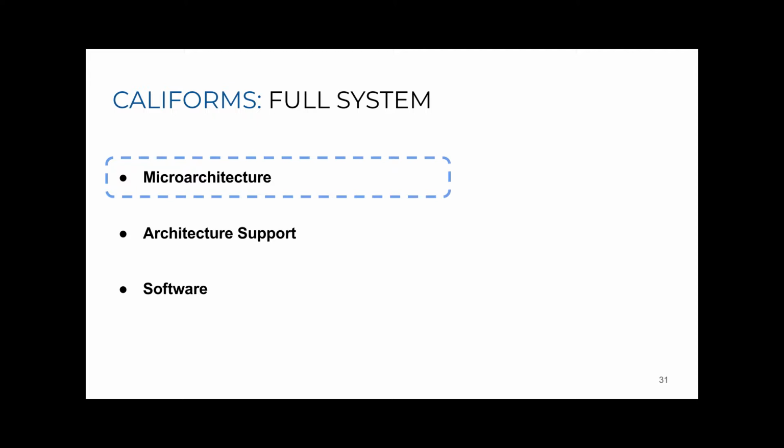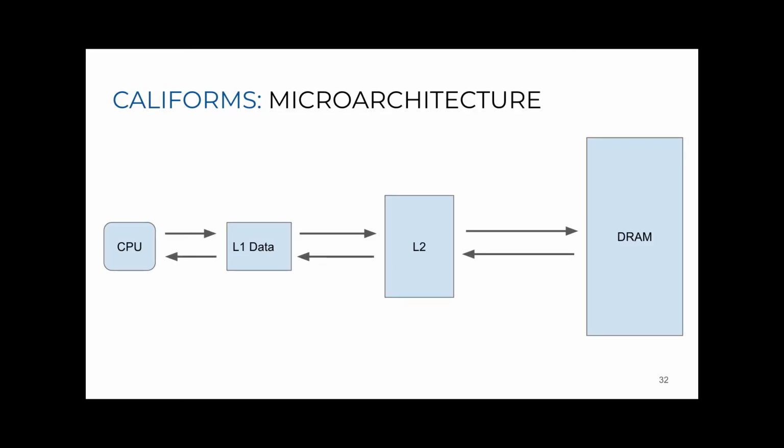Now, in order to enable Califorms at the system level, we need to do a few changes. Let's start with the microarchitecture ones. We modify the microarchitecture as follows. First, we extend the L1 and L2 caches in order to adapt our new cache line formats. Remember, our design goal is to keep the common case fast. So in L1, we use bit vector Califorms, the one with a single metadata bit per every normal byte, in order to guarantee fast lookup, resulting in a 12.5% memory overhead.